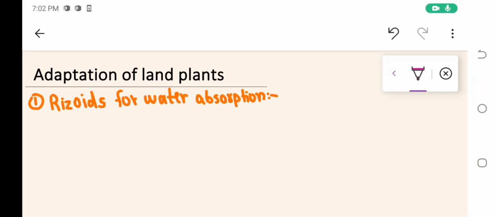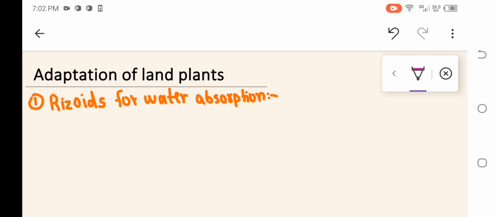Okay, so today we are going to discuss the second part of adaptations of land plants. In the previous video, we discussed the basics of adaptations of land plants. So today we are going point by point. Our first adaptation was rhizoids for water absorption.